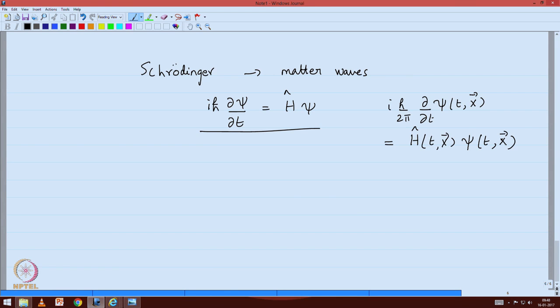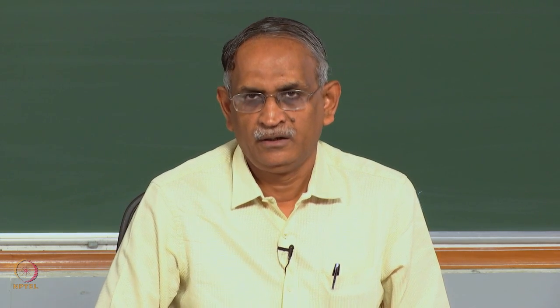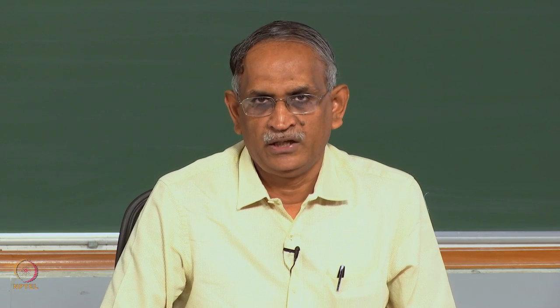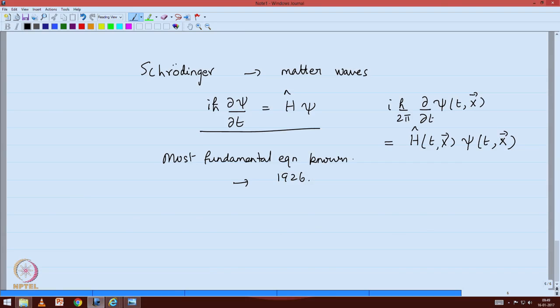So it's iħ ∂ψ/∂t = Hψ, the most fundamental equation of matter, which was proposed in 1926. Schrodinger proposed this one year after another group from Göttingen, Germany, came up with an explanation of the hydrogen atom spectrum and the general framework for atomic mechanics using matrices.